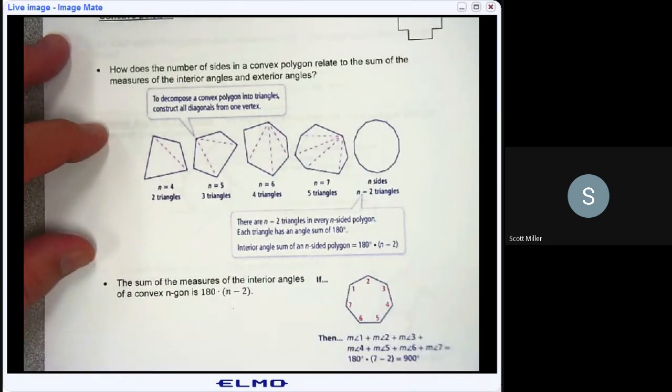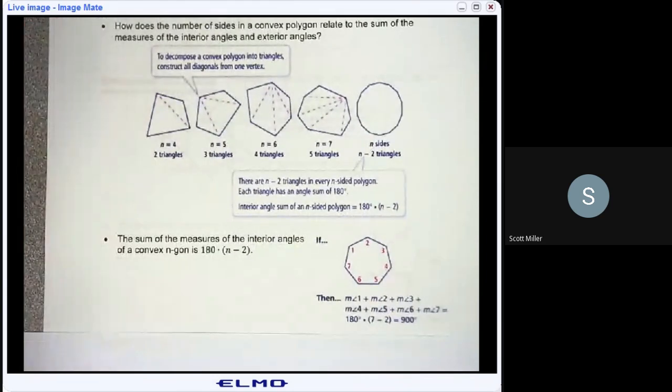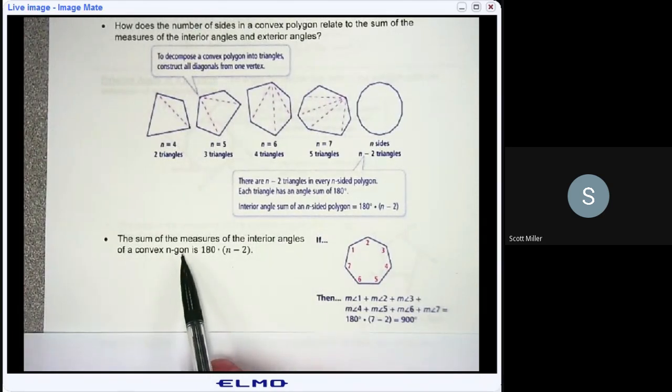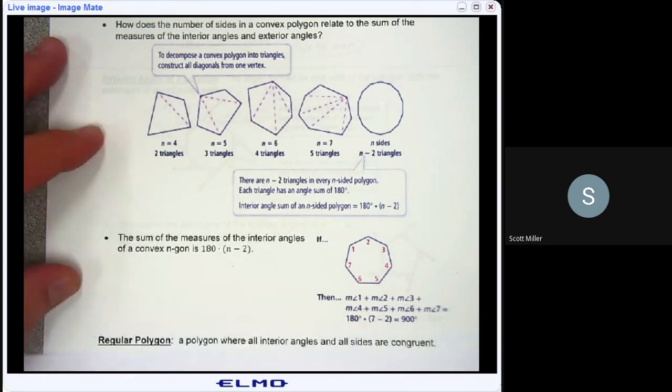And so here's our little theorem right here. The sum of the interior angles of a convex n-gon, n being whatever number of sides I want, is 180 times n minus 2. Okay? So that's good to know.